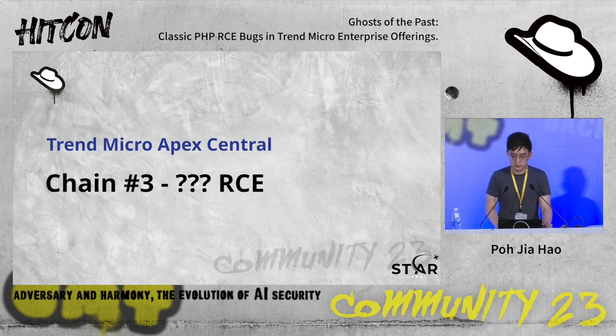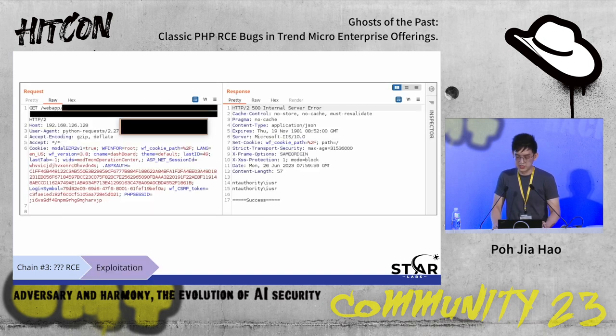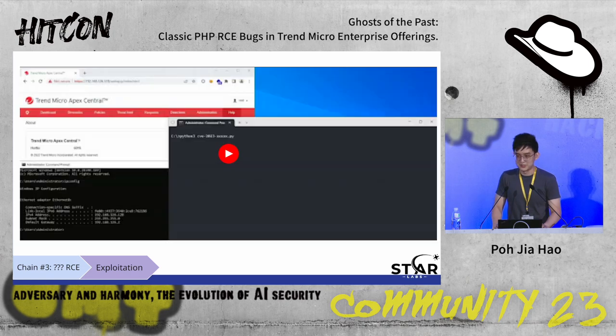Okay, so for the third bug chain, unfortunately, I'm not able to show the technical analysis today. We will likely publish it again in due time. Similar to the previous bugs we have seen, it has multiple primitives chained together, although individually these primitives are very limited. Nonetheless, we can still see this redacted image and the redacted POC.